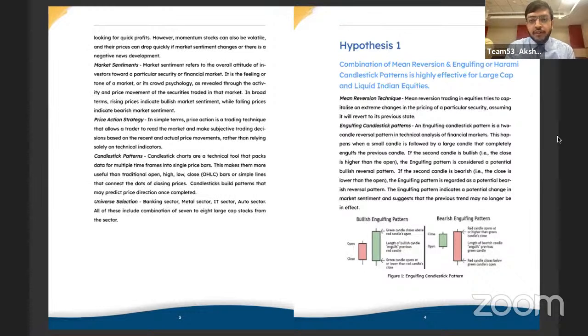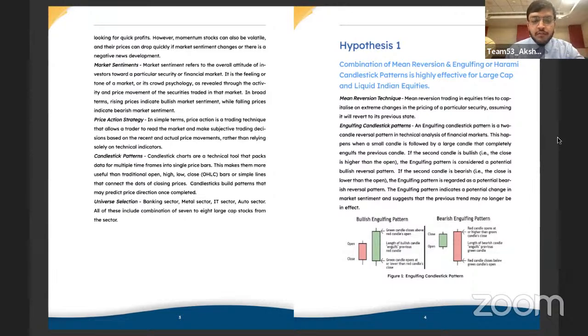Our first hypothesis is that a combination of mean reversion and engulfing or harami candlestick patterns is highly effective for large cap and liquid Indian equities. Why have we chosen this hypothesis? We all know that mean reversion strategies generally provide the highest accuracy as most of the time the market is sideways. But we still need to identify the time at which to take a position. To help with this, we have used reversal predicting candlestick patterns like engulfing and harami to correctly time the entry and exit in the market.